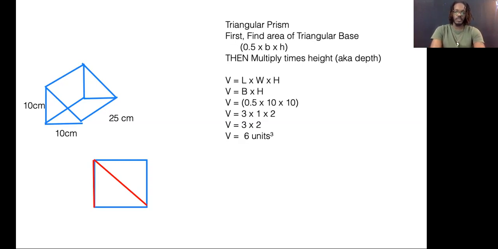So understanding this one, because I usually have a skeleton for my work, I don't even need those last few lines, but this is basically what happens. We have to find the area of the triangular base and then multiply that times the length of the shape. And then this is what you would get.